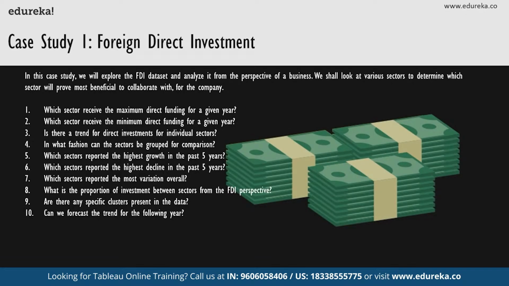We are going to also find out the trends for direct investments for different sectors and how they can be grouped or clustered together. We are also going to determine the sectors with the highest and least growth in the last 5 years, and sectors which have a little shaky performance throughout the years. We're also going to find out if there is any correlation between certain sectors from an FDI perspective, and are there specific clusters to present the data. And finally, we'll try to forecast the trend for the following year. With that said, let's move on to our Tableau start page and then connect to our data.